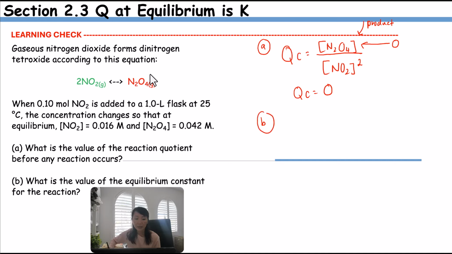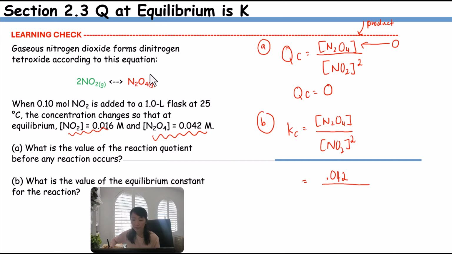B, it says, what is the value of the equilibrium constant for the reaction? Now we're asking for Kc. So Kc is the same thing. And it tells you the value of the concentration at that particular point, which is the equilibrium point. So I'm going to just go ahead and plug those in, for the 2, and this would be 0.016 to the second power.